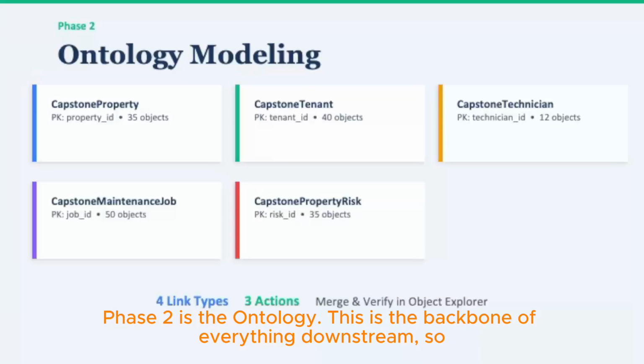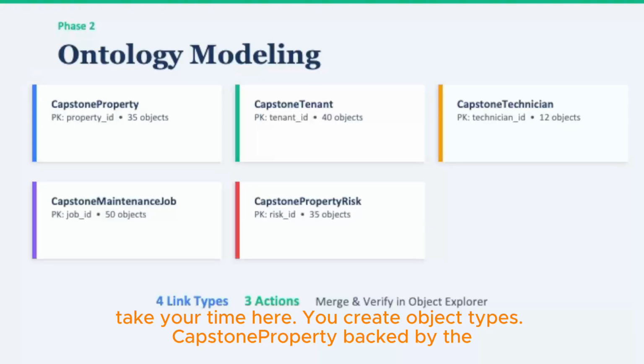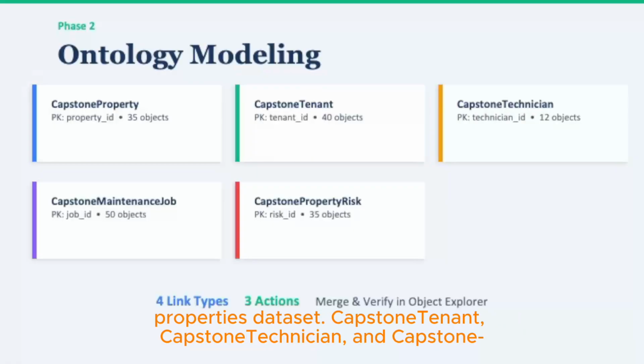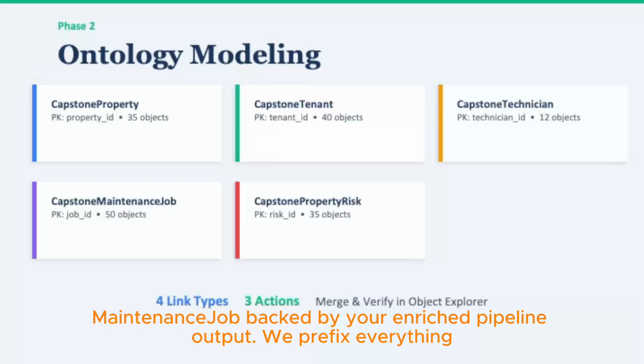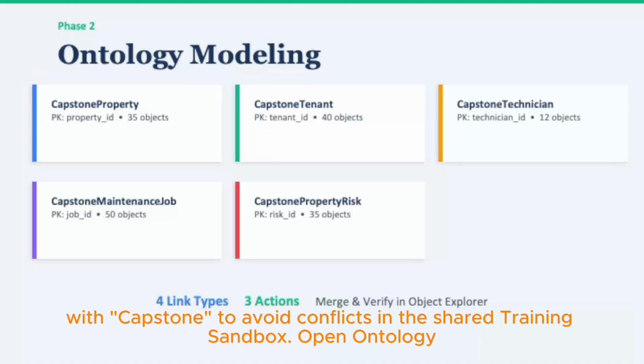Phase 2 is the ontology. This is the backbone of everything downstream, so take your time here. You create object types: capstone property, backed by the properties dataset; capstone tenant; capstone technician; and capstone maintenance job, backed by your enriched pipeline output. We prefix everything with capstone to avoid conflicts in the shared training sandbox.